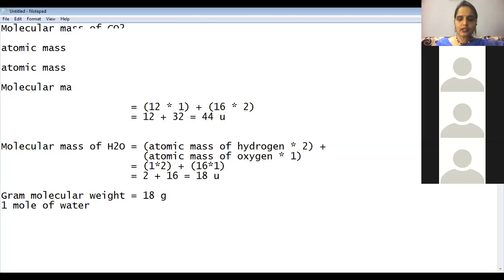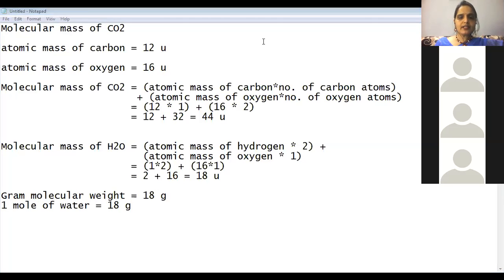1 mole of water will correspond to 18 gram. Now we come back to our table, the presentation.